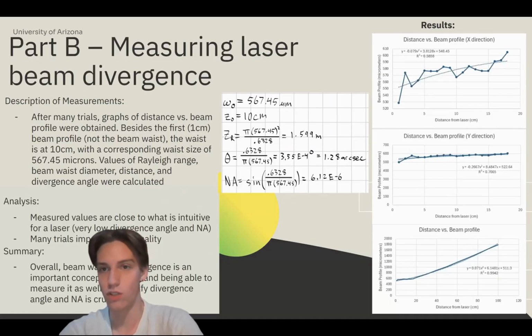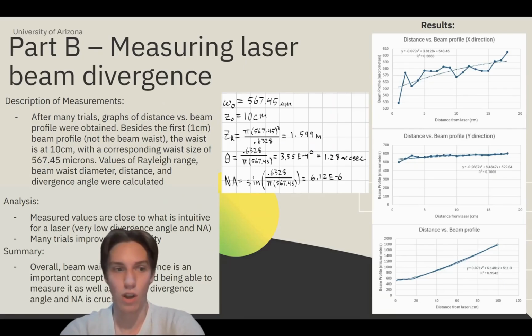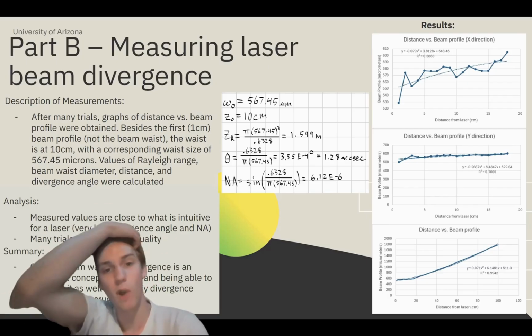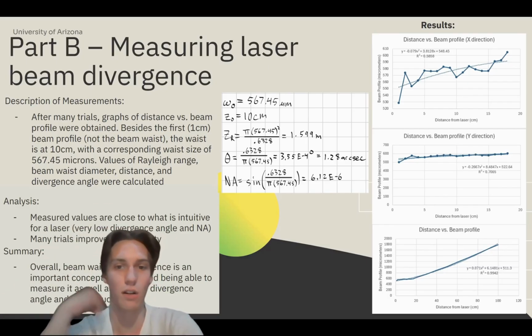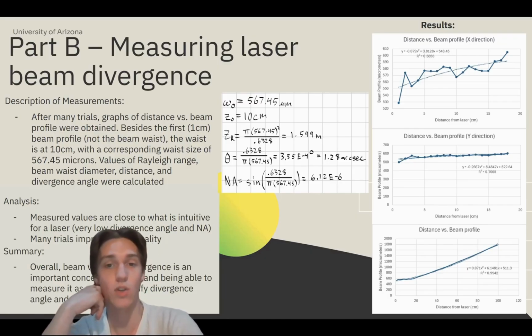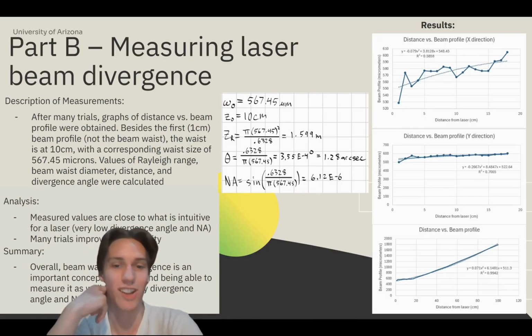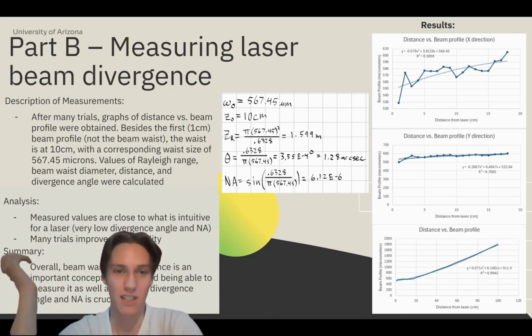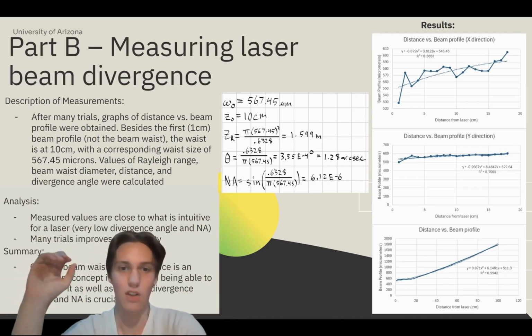So here are our results. You can see the near field and far field graphs on the right, the distance versus beam profile, and our values for the waist distance was about 10 centimeters, and the minimum beam waist diameter was 567 microns. And that gave us a Rayleigh range of about 1.6 meters, a divergence angle of 1.28 arc seconds, and a numerical aperture that is very small. And this makes sense because it's a laser and it's a kind of narrow beam of light. So it would make sense that it has a low divergence angle.